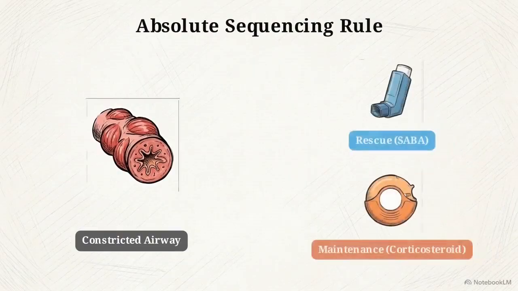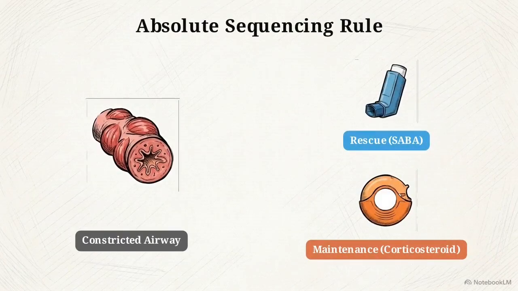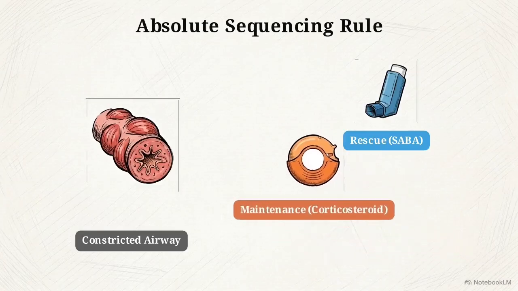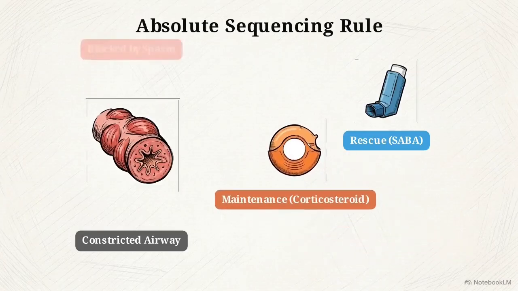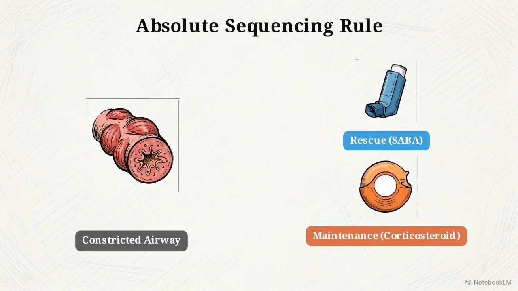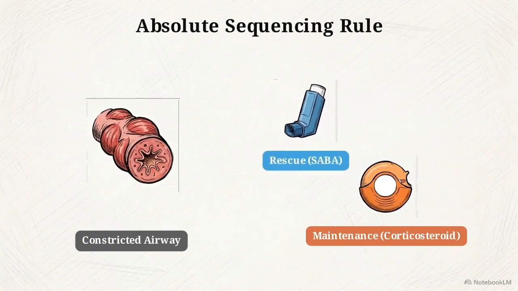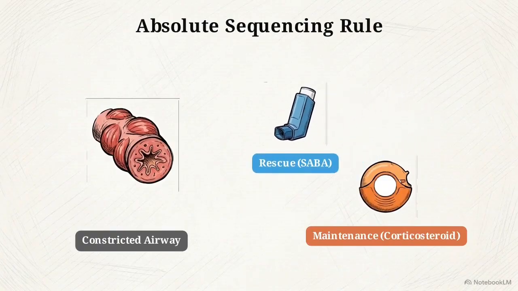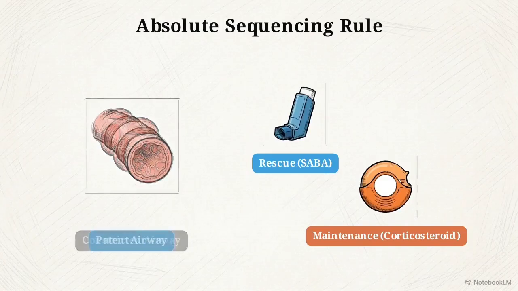This brings us to the absolute sequencing rule for respiratory pharmacology. When a patient is in distress, rescue medications always precede maintenance medications. Never administer a corticosteroid first during an acute attack. If you try to deliver an inhaled steroid into a clamped-down airway, it cannot bypass the constriction and will not reach the lungs. You must first administer a short-acting beta agonist, like albuterol.